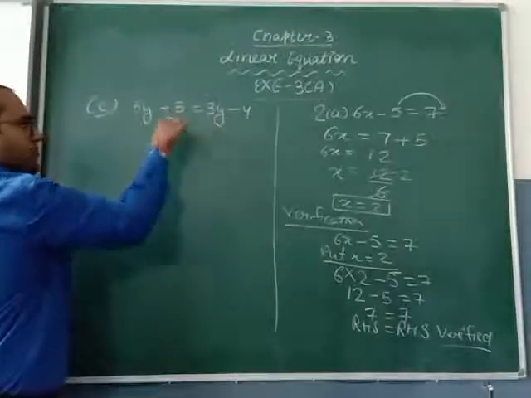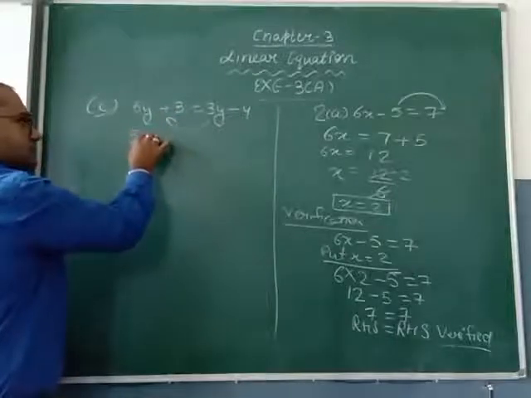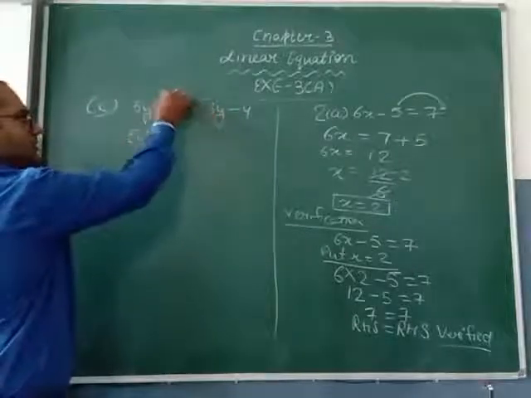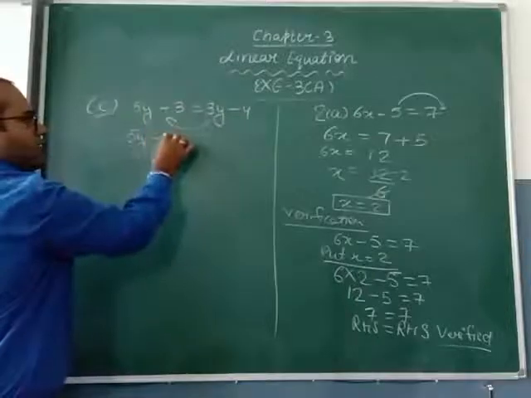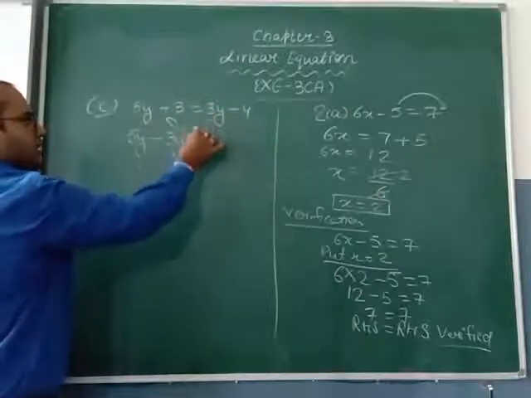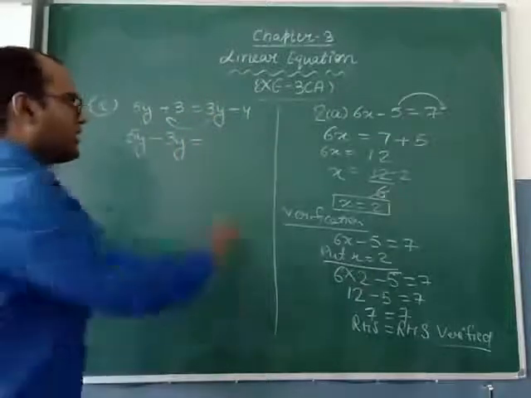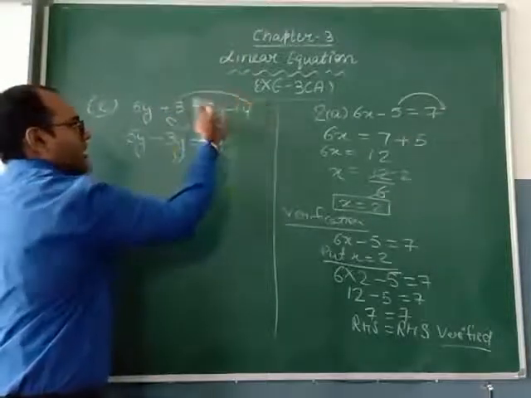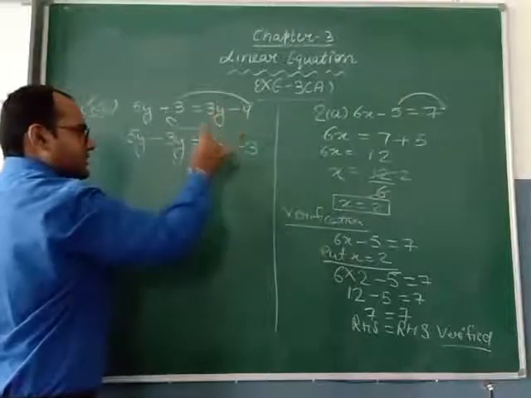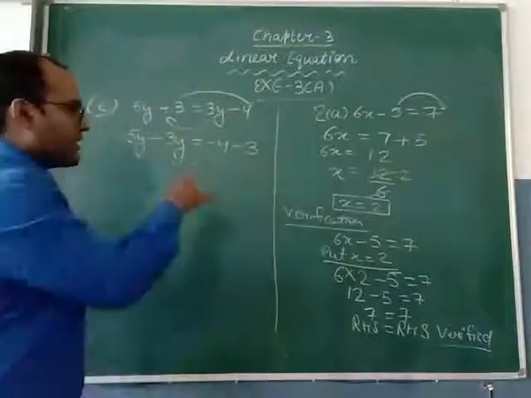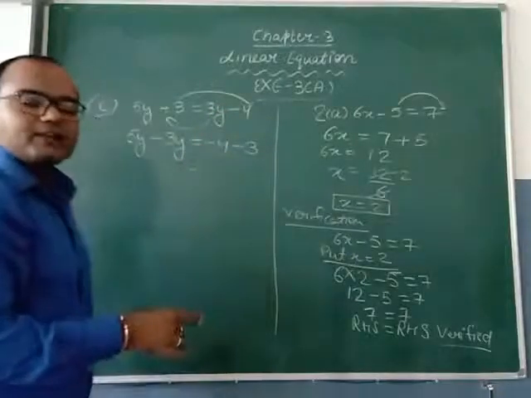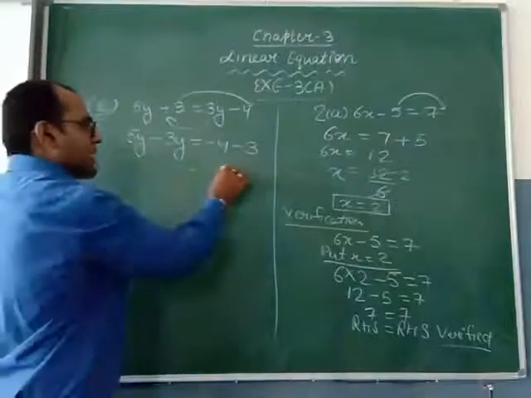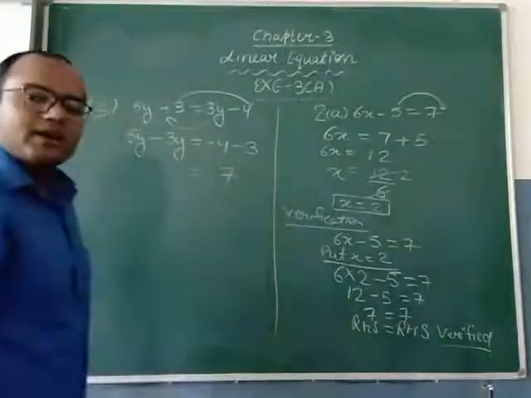So 3y we will bring here, 5y as it is. This is plus 3y. When we bring it to the left hand, it will be written as minus 3y, equal. On the right hand, minus 4 is written. When we bring this plus 3 to the right hand, it will be minus 3. Now, minus 4 and minus 3. Minus minus is plus. So we will add them. On adding them, we will get 7.